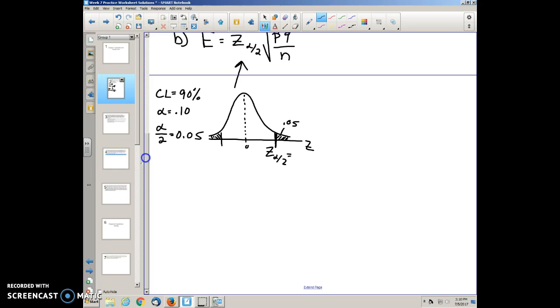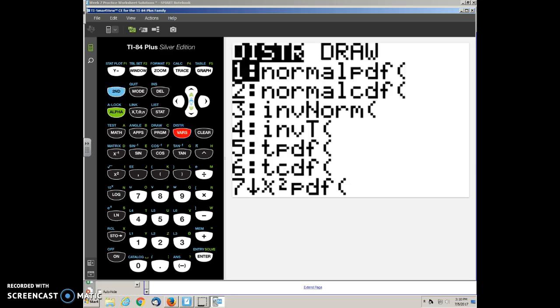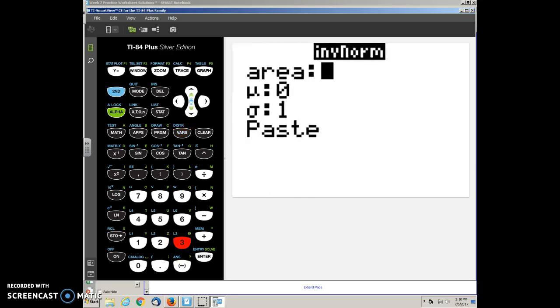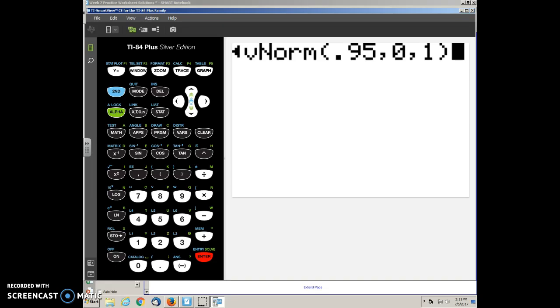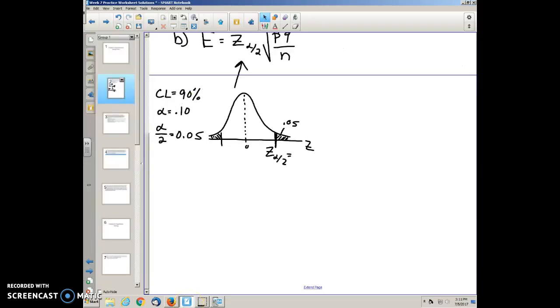So we need to find the area such that to the left is 1 minus 0.05 or 0.95, and we can use inverse norm. So number 3, we want the cumulative area up to Z to be 0.95 because the area of that tail is 0.05, and this is 1 minus. So we get 1.6448. When you get this answer, it's 1.645. The table would give you 1.645, so we're going to go with that.